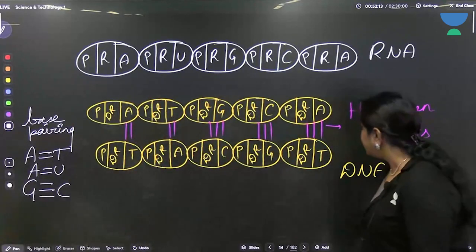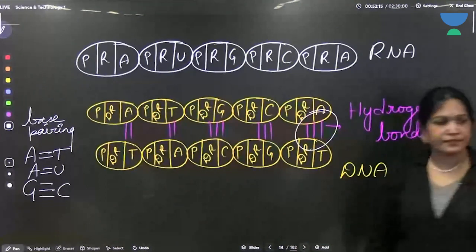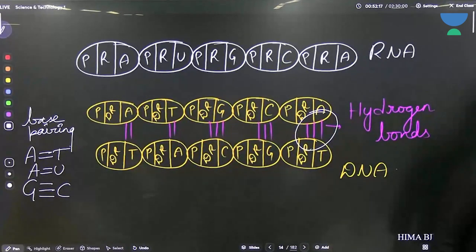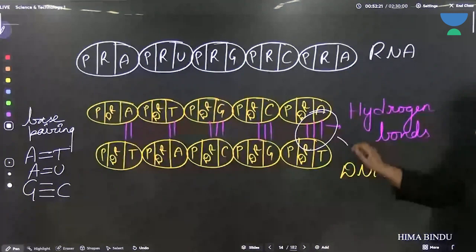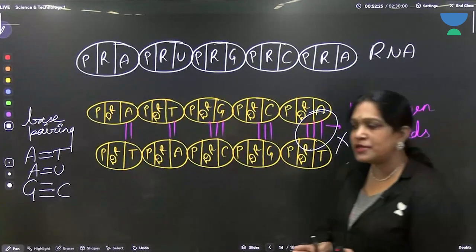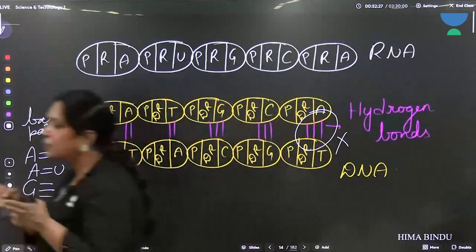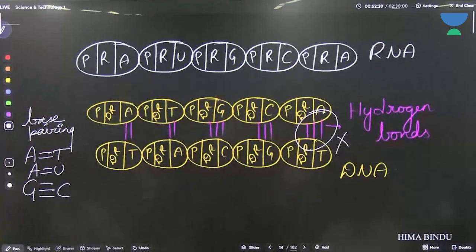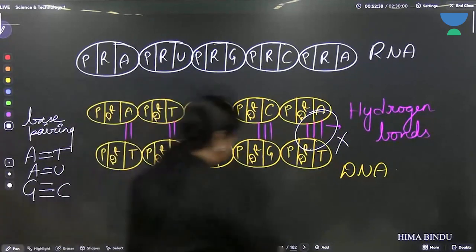Okay. And is this correct? Is that correct? Why not? Three bonds are drawn. That was a mistake. Is it clear? So between A and T there should be two hydrogen bonds, between A and U also only two hydrogen bonds, and between G and C three hydrogen bonds. Is it clear? Hydrogen bonds will keep the two strands together. So this is RNA and DNA.